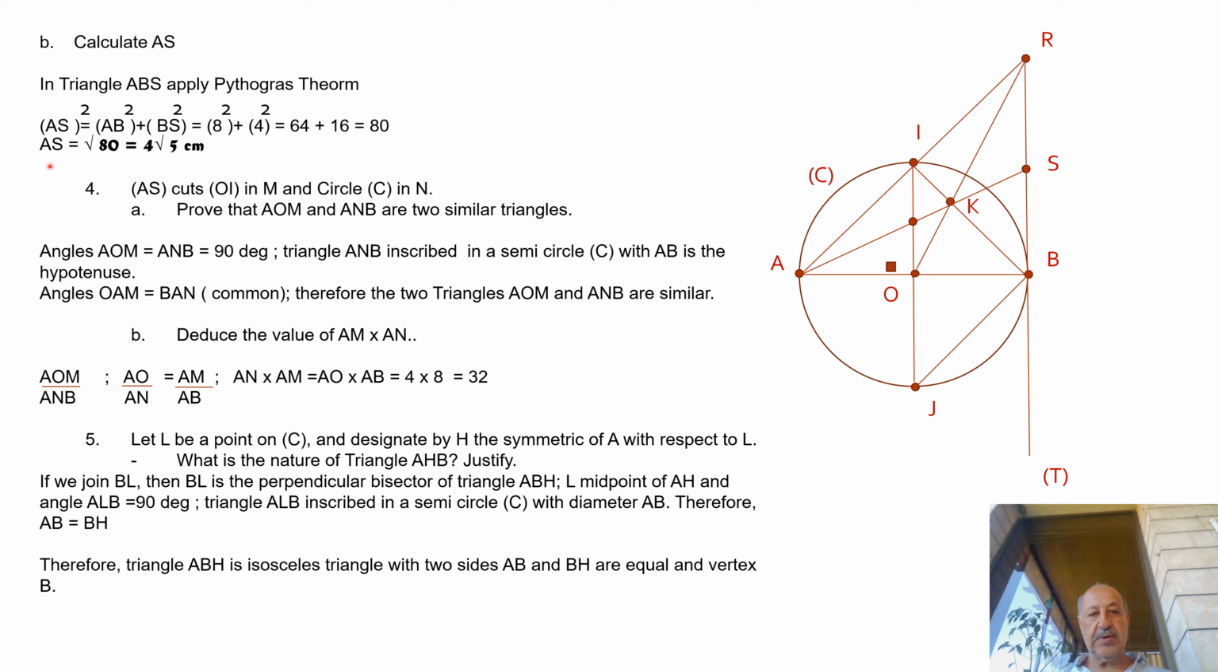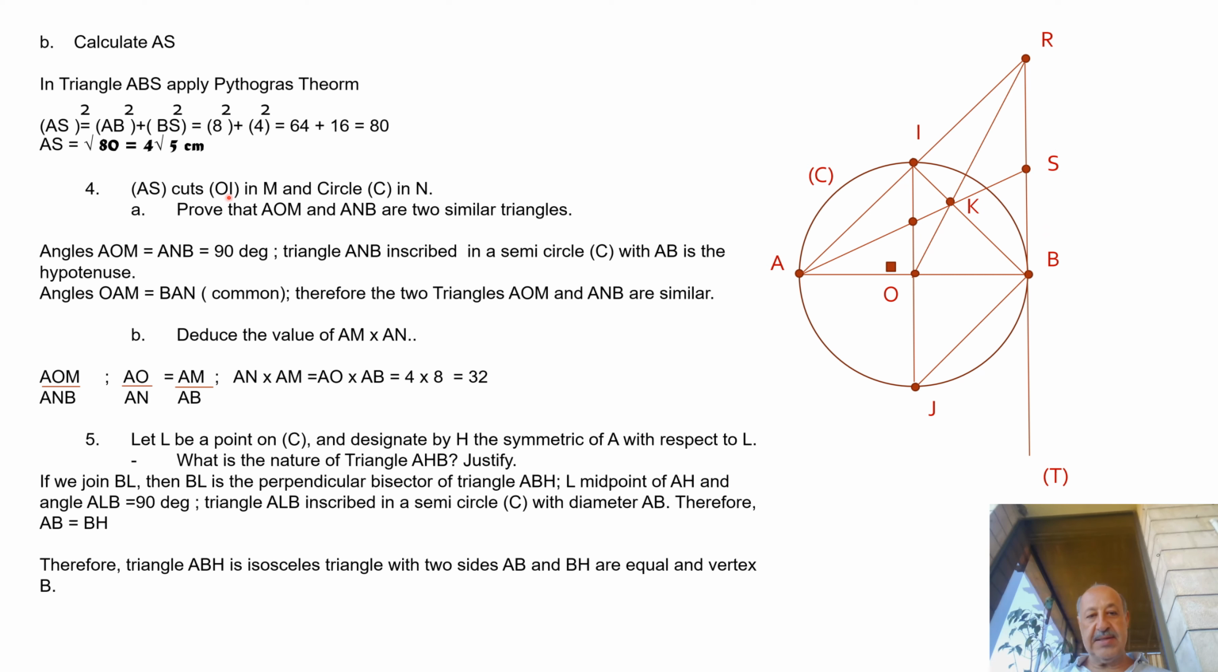We need to simplify this. AS then is equal to radical 80, equal to 4 radical 5 centimeters. So the length of AS is 4 radical 5 centimeters.